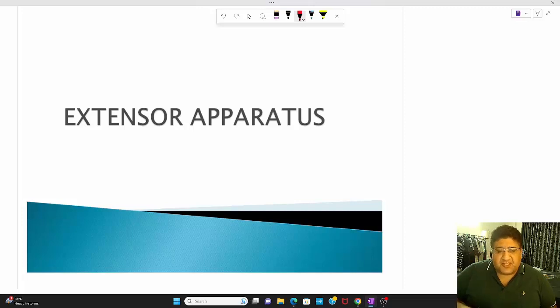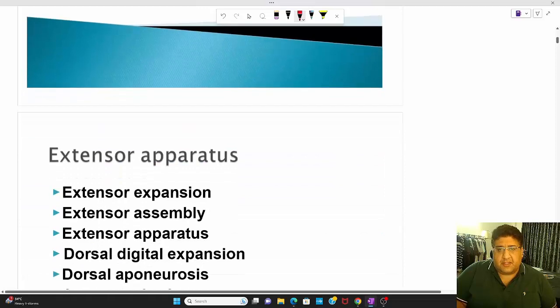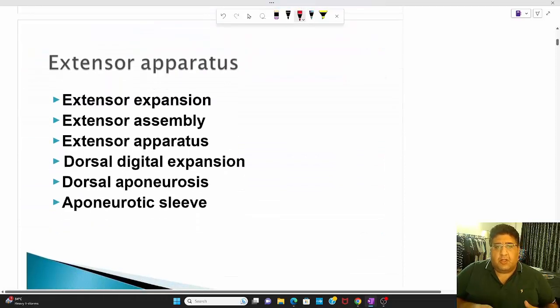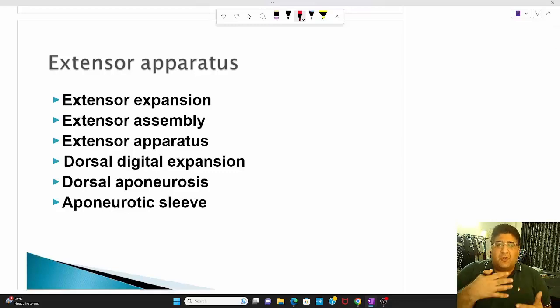In the extensor apparatus, the first thing I want all of you to know is that you are not going to answer this question as extensor compartments. There's a common mistake. If I ask you a question about the extensor apparatus, you might start writing down the extensor compartments, the six extensor compartments, and the tendons inside them. No, it's not that.